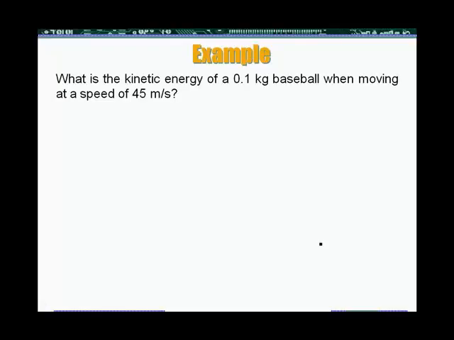In this recording, we will work a few examples. Okay, let's start with a simple one. It is asking about the kinetic energy of a 0.1 kilogram baseball when the baseball is moving at a speed of 45 meters per second. It's an easy one since the kinetic energy is given by the expression 1/2 mv squared. So all we have to do is plug in the values.